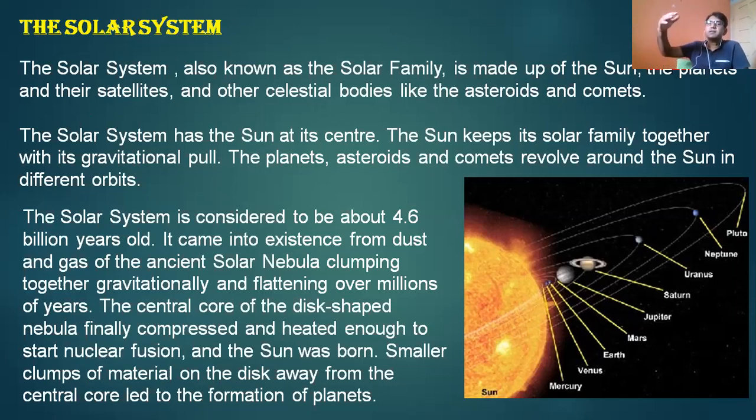If you compare the age of the solar system with the age of the universe, our universe came into being 14 billion years ago, but the solar system came into being 4.6 billion years ago. So it took almost 10 billion years. It's a long time. It came into existence from the dust and gases of the ancient solar nebula coming together under gravity. It's the same process of nuclear fusion, from the dust and the gases, the sun was born.